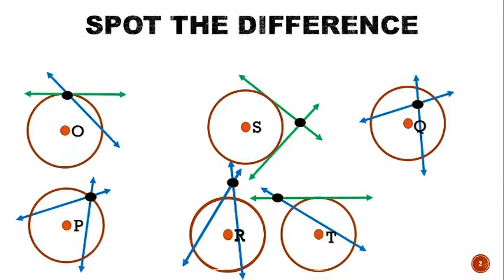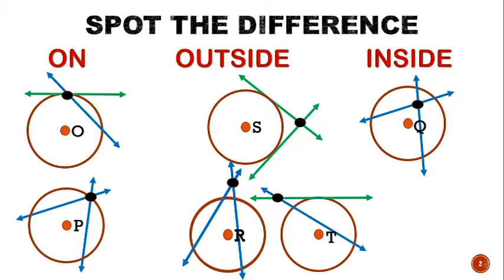Let me show you something first. Among these illustrations, there are 6 circles, and they are grouped according to a certain category. Kayo yung mag-identify ng category or kung saan nag-intersect yung mga lines. Alright, so what about for OP? Okay, they are on the circle. What about S, R, and T? Circles S, R, and T. Outside, and lastly, inside the circle.